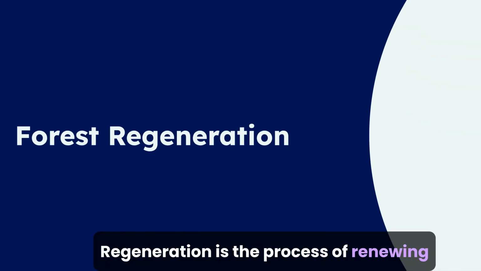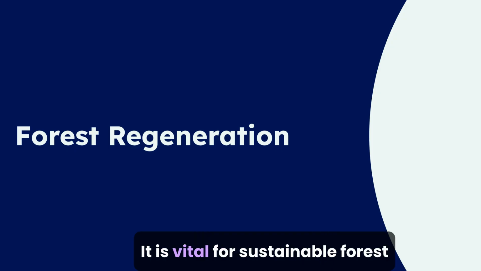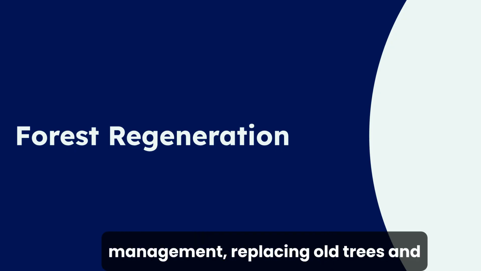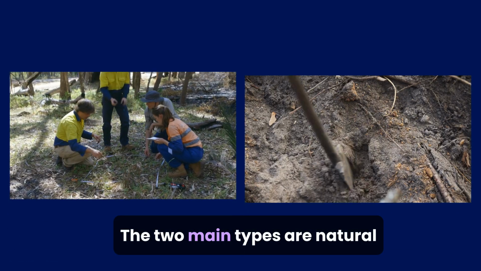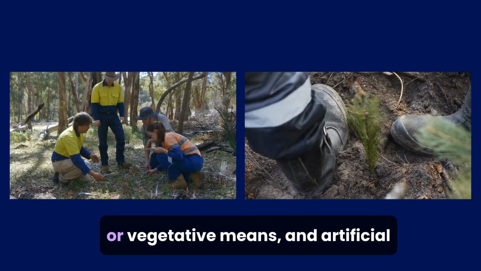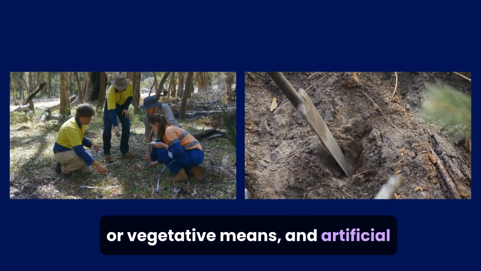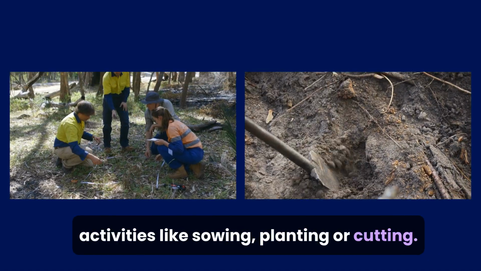Regeneration is the process of renewing a forest crop, either naturally or artificially. It is vital for sustainable forest management, replacing old trees and increasing green cover. The two main types are natural regeneration, relying on self-sown seeds or vegetative means, and artificial regeneration, which involves human activities like sowing, planting, or cutting.